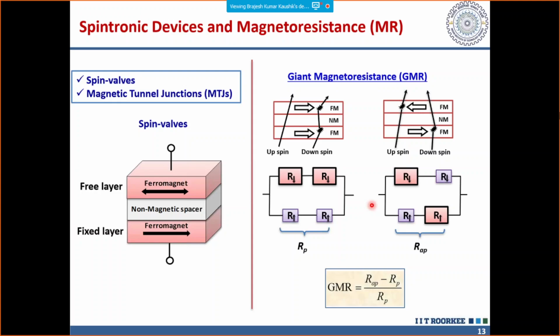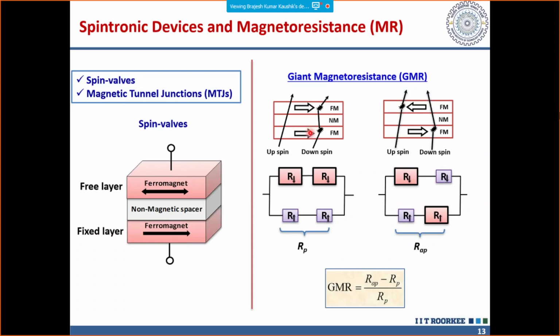Now, if you see the spin valve, you have three layers. One is your ferromagnetic layer, which can have orientations in either of the directions. And then you have another ferromagnetic layer at the bottom, which has a direction in one state only, right? So this is a fixed layer, and this free layer can take orientations in either of these directions.